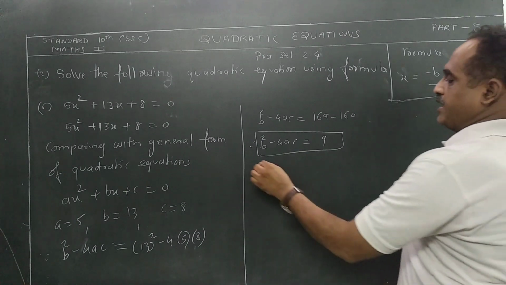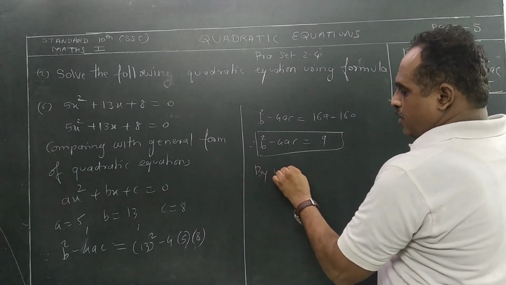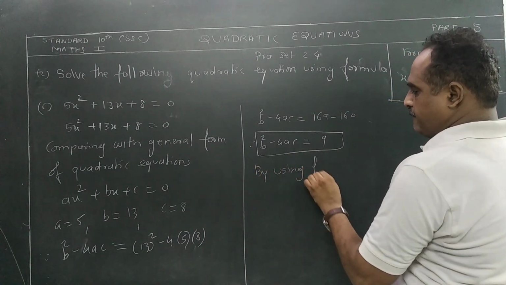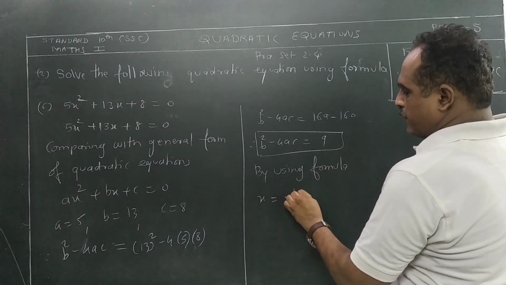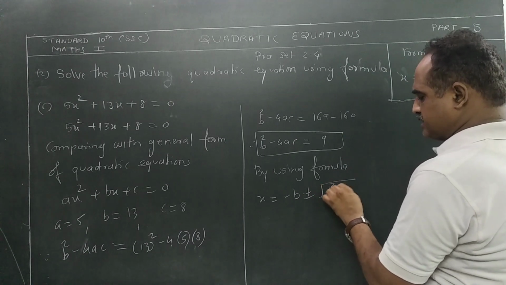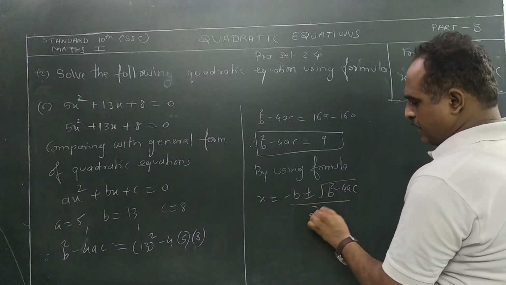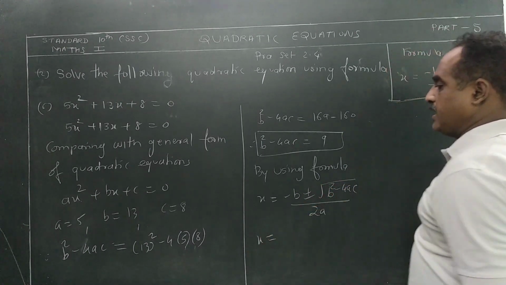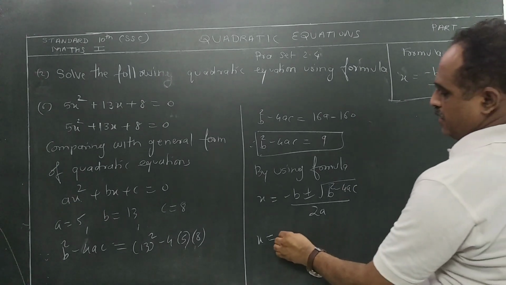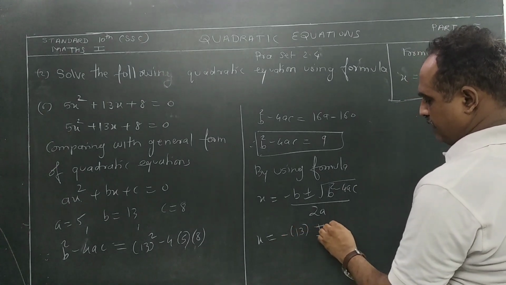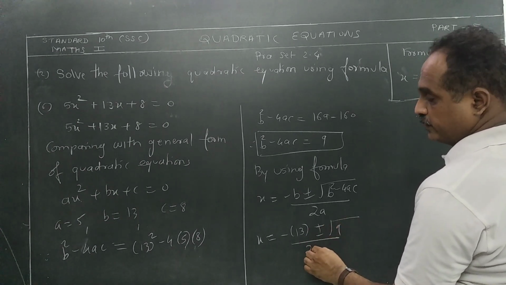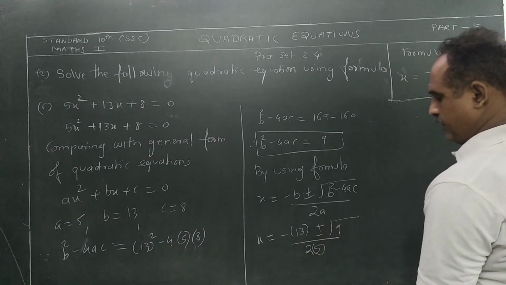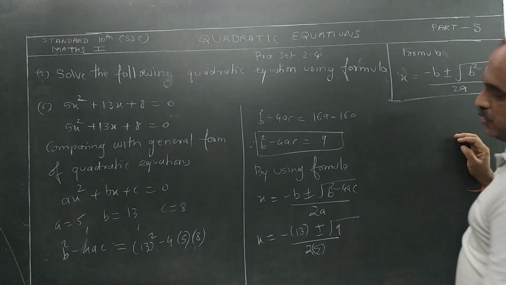We got the value of b square minus 4ac. Now we are going to apply the formula. What will we get? By using the formula, we get x is equal to minus b plus or minus root of b square minus 4ac upon 2a. x is equal to minus b, which is minus in bracket 13, plus or minus root of 9 upon 2 into the value of a, which is 5. So what did we get now?